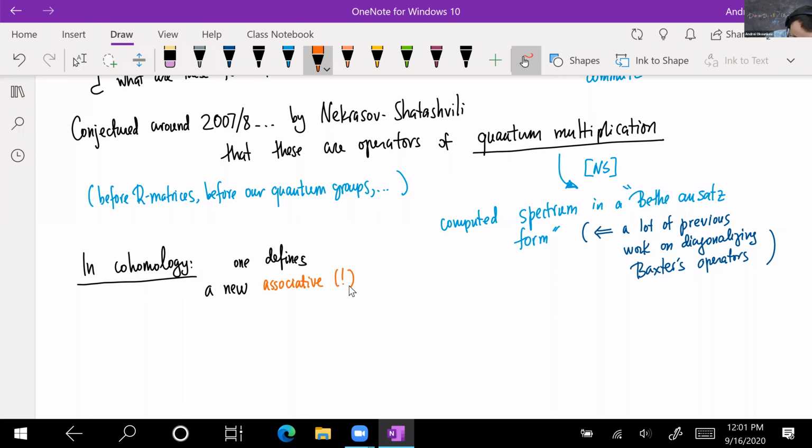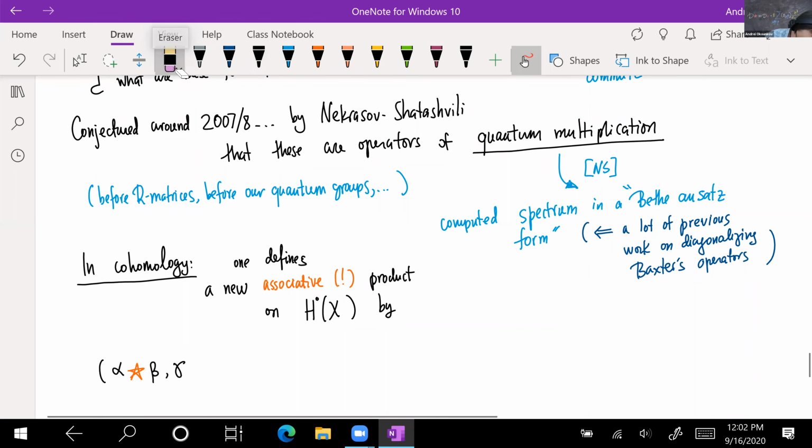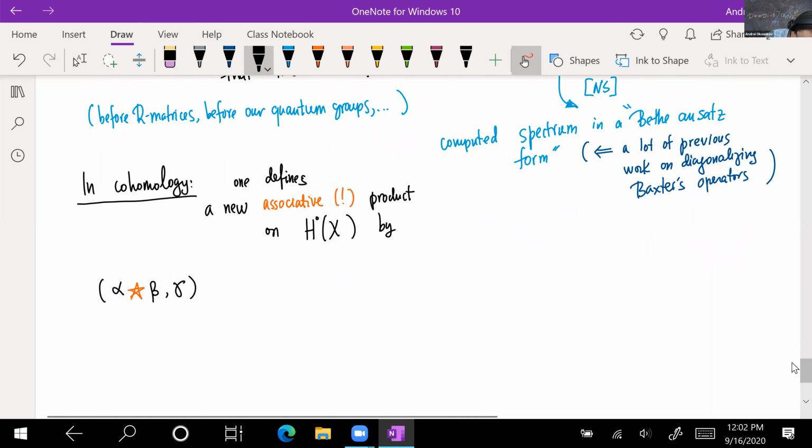This is a slightly unobvious product on the cohomology of X, defined by declaring that if I have three classes, alpha, beta, gamma, then these are matrix elements of a new product, which I'll call in red, where the form alpha beta is just the integral over X of alpha cup beta.